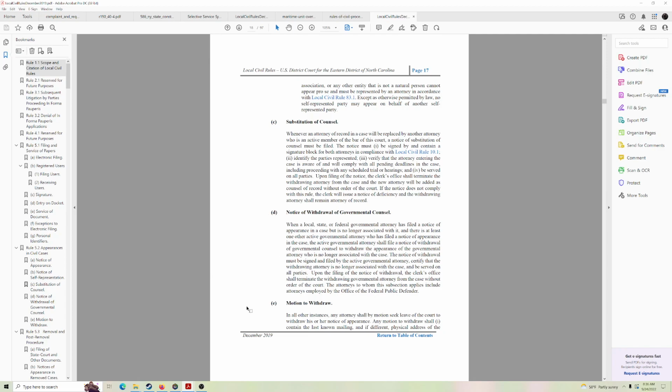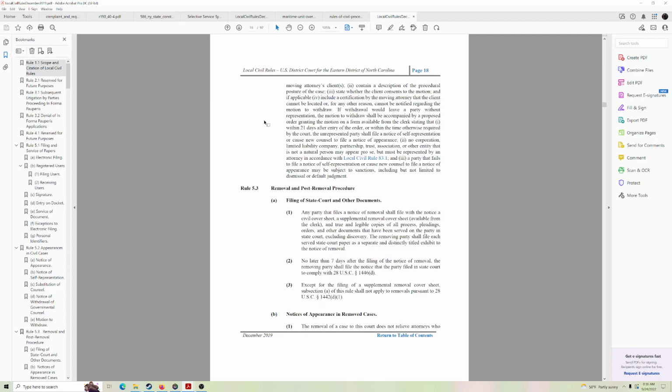Motion to withdraw. In all other instances, any attorney shall by motion seek leave of the court to withdraw his or her notice of appearance. Any motion to withdraw shall: 1. Contain the last known mailing and, if different, physical address of the moving attorney's client. 2. Contain a description of the procedural posture of the case. 3. State whether the client consents to the motion and, if applicable, 4.